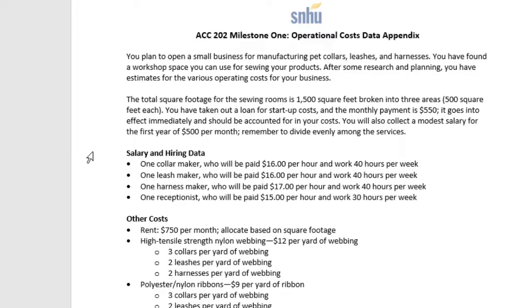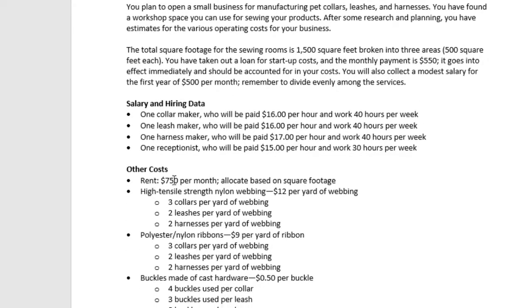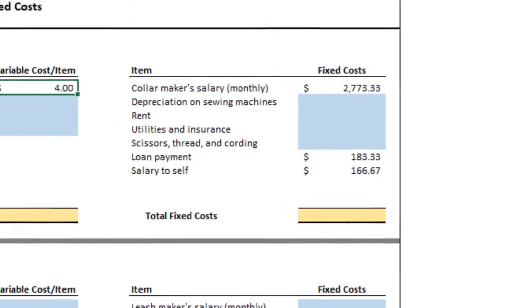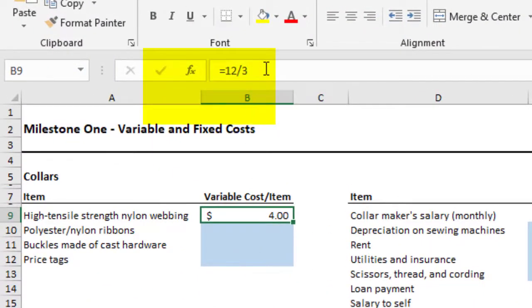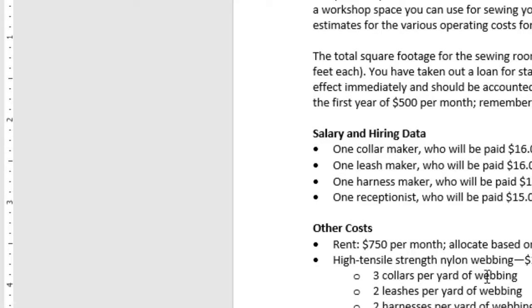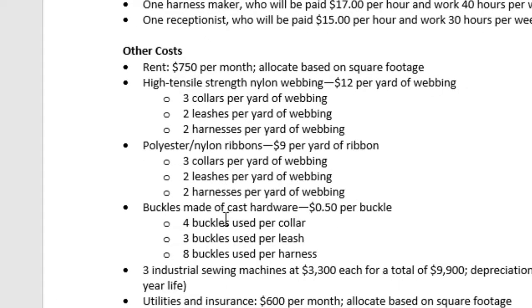If we go over to our data cost information, the high tensile strength nylon webbing costs us $12 a yard. For each yard we can make 3 collars. So that's why we use $12, because it's $12 a yard, and you can do 3 of them, so we divide it by 3. So then you do the same thing for the ribbon and for the buckles and for the price tags. Come over here and find that direct material, polyester ribbon and buckles, and the price tags are down here, and then see how much it will cost you to make one collar. And then it also gives us information to do the leashes and the harness.